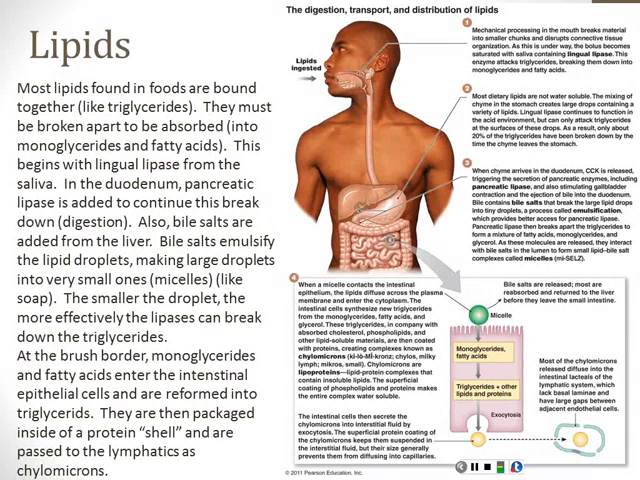So that piece occurs in the duodenum. So in the stomach, we get no contribution. Lingual lipase continues to work until the acid destroys it. In the duodenum, we get this emulsification. So what does this? Large droplets become smaller ones. Those are bile salts.